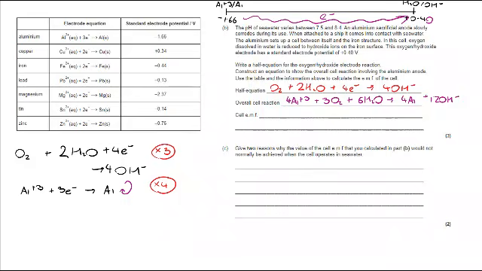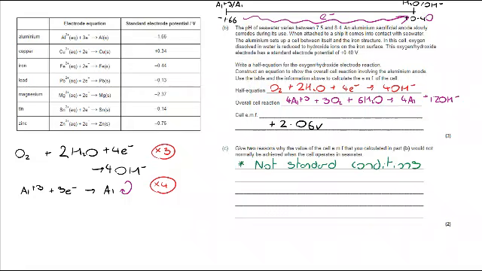Finally, cell EMF. Well, we have gone from negative 1.66 volts on the left to plus 0.44 on the right. That is a difference of plus 2.06 volts, so that's the EMF that we want.